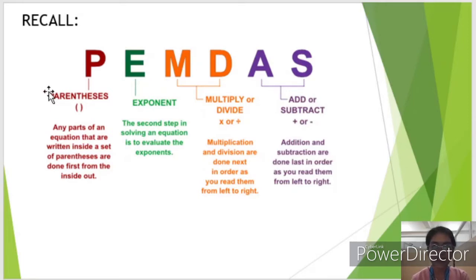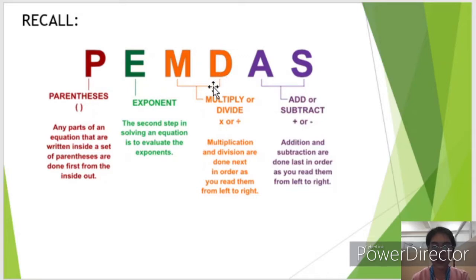And then, the second step in solving an equation is to evaluate the exponent. And ang pangatlo po is the multiplication or division. Multiplication and division are done next in order as you read them from left to right. So, dito, pwede nating pagbalik ka rin sa multiplication and division. Depende kung sino ang nauuna sa kanila sa equation.